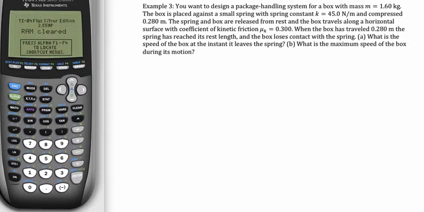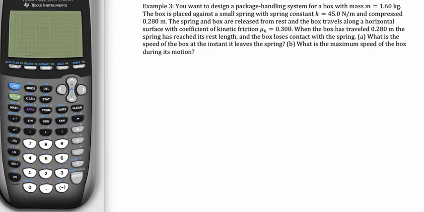So in this problem, we have a package handling system with a given mass of 1.6 kilograms, and it's attached to a spring. The spring constant is given, as well as the initial compression. So that's the initial state of the system. And then the block is released, the spring uncompresses, and we're told that the surface on which the block rests has a friction coefficient. So it's a level surface, but the friction coefficient is given as 0.3.